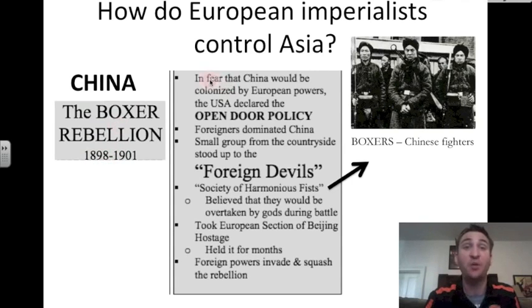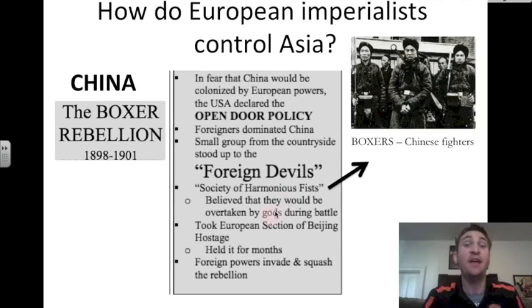In fear that China would be colonized by the European powers, the USA declares an open door policy, and foreigners start to dominate China. A small group of Chinese from the Chinese countryside stood up to who they called the foreign devils of America and Europe, and they were called the Boxers, aka the Society of Harmonious Fists. And these are trained assassins. They believe that they would be overtaken by gods during the battle. They believed God was on their side.